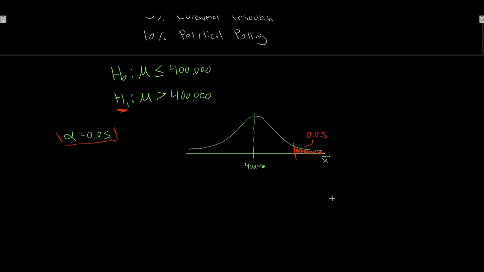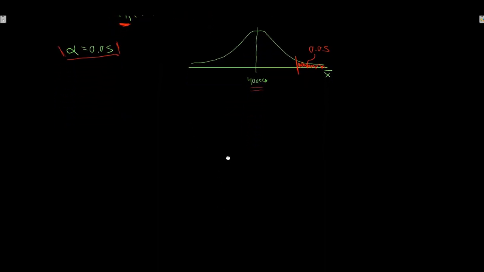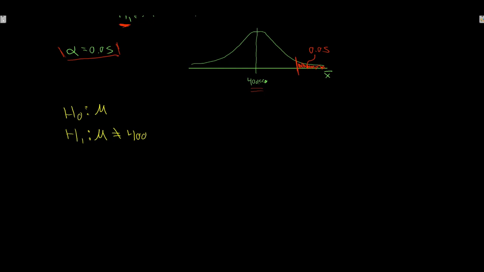And if I end up in step 5 getting some sample mean that falls within this red area, I would take that as evidence against my null. Evidence against the fact that the true population mean is 400,000 or less. So our alternative statement is really driving where this area fits. Final possible case, of course. Final possible case is that we had a null, we had an alternative, we're still dealing with mu. And in this case here, we're just saying, hey, it's not equal to 400,000.